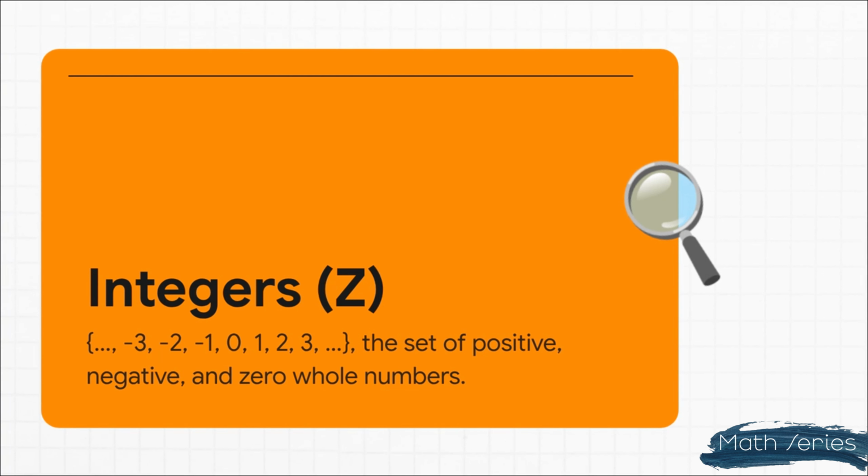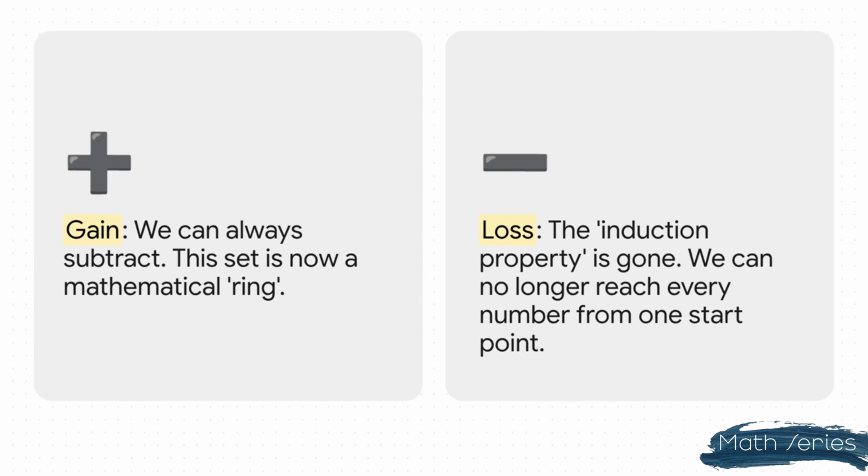Integers, which get the letter Z from the German word for numbers, Zahlen, they solve our little subtraction problem beautifully. How? By basically creating a mirror image of all the counting numbers, the negatives. So here's the trade-off. What we gain is huge, the power to subtract anything from anything. Our number system gets way more powerful. But we do lose something a little subtle.